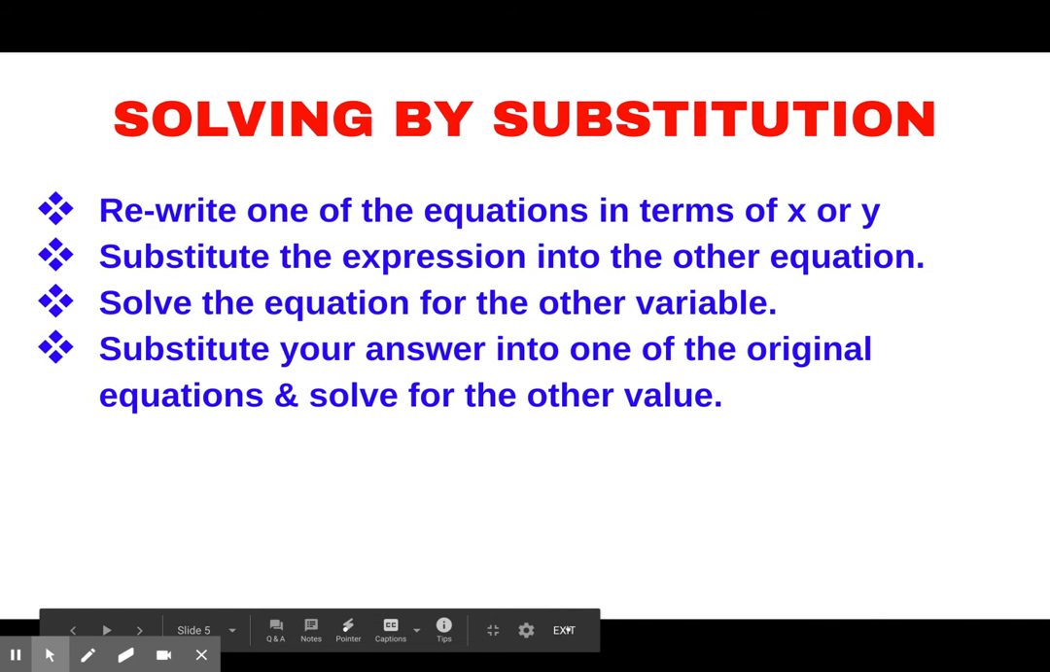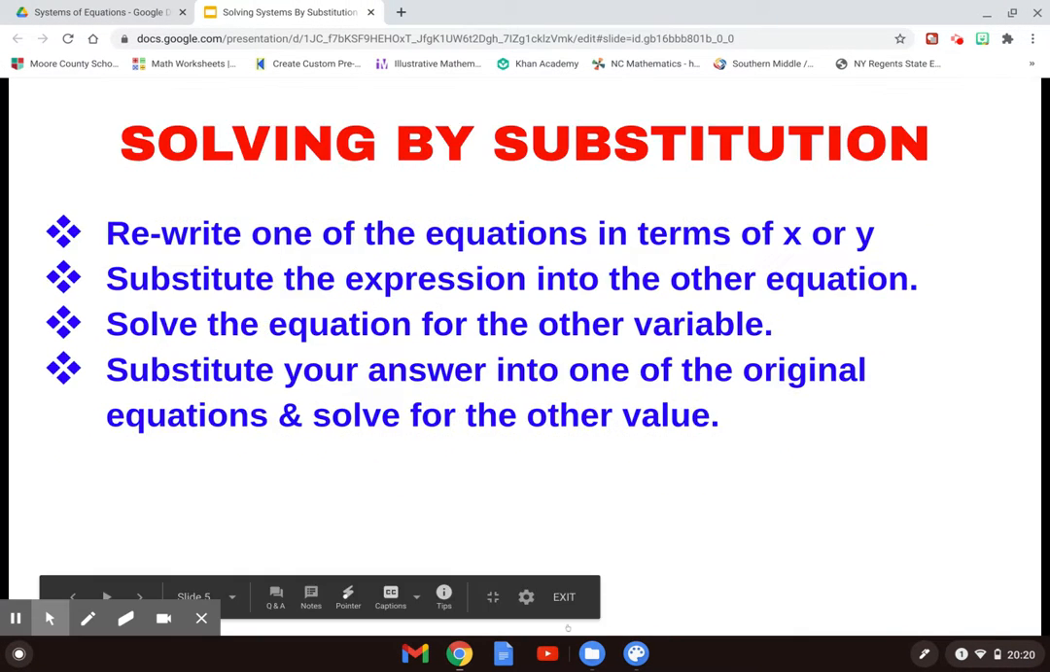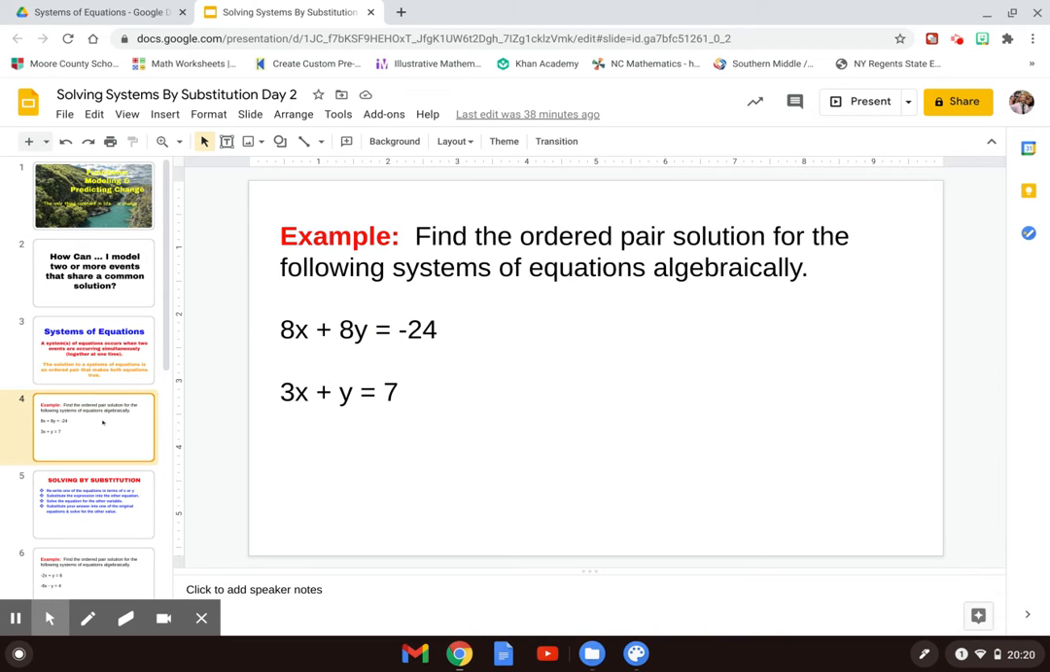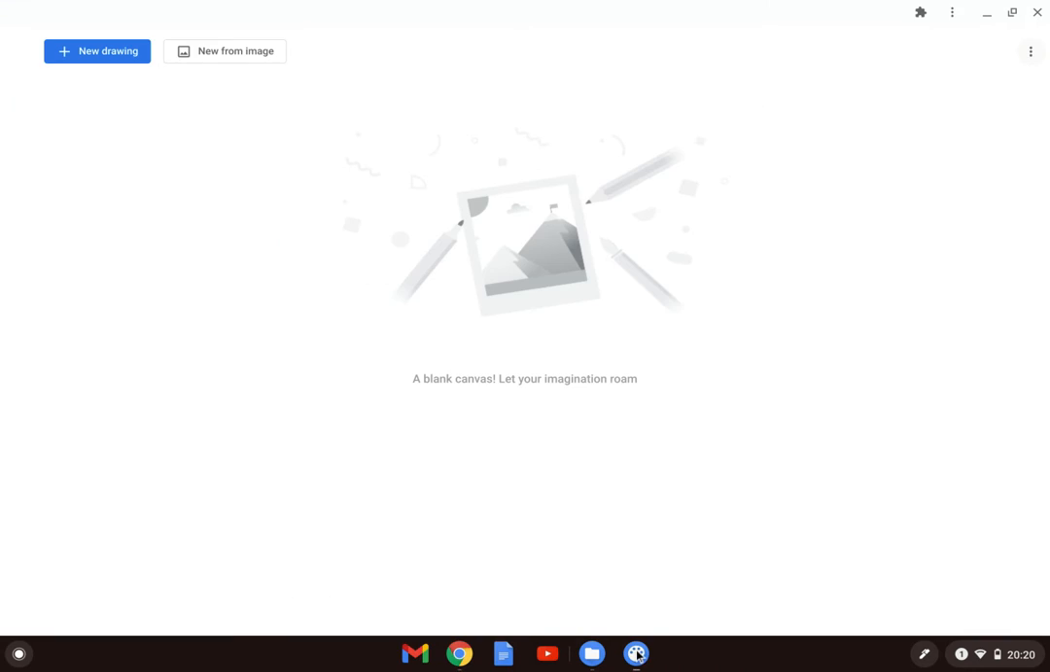Okay, everybody, I'm going to take you through a few examples today of how we do these. If you look back at the first one, which is 8x plus 8y equals negative 24, and 3x plus y equals 7, go ahead and write those down on your notebook paper, and I'll take you through the steps of how we can solve these.